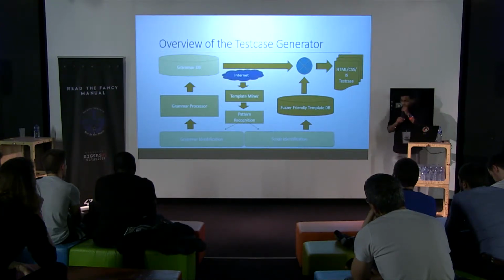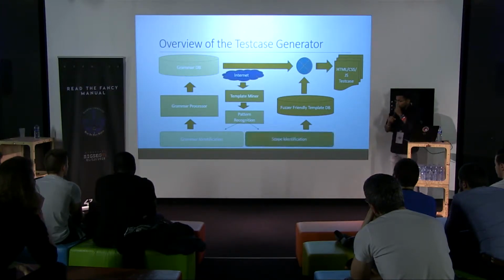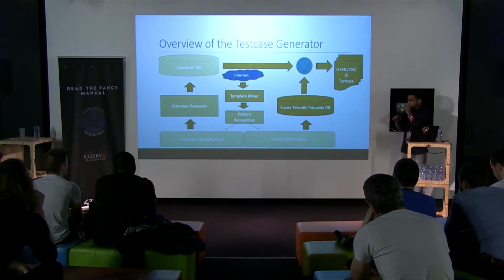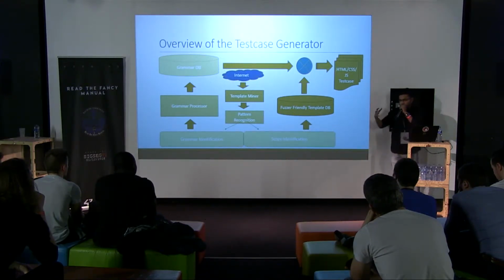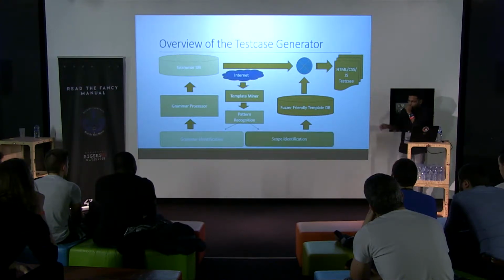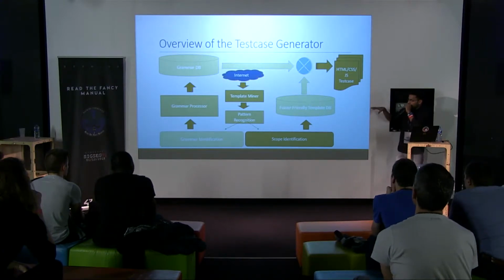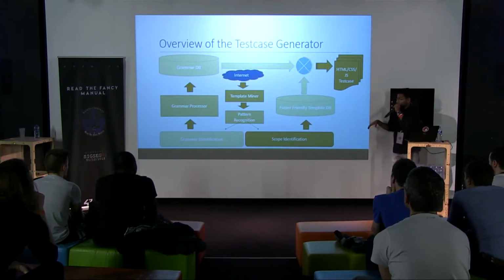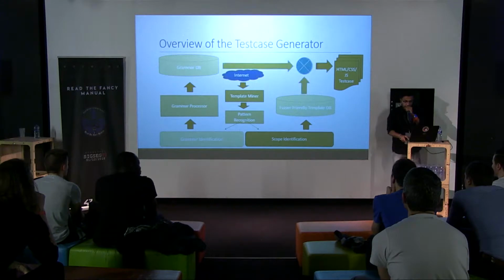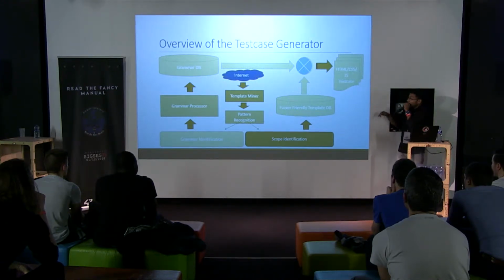The pattern recognition engine also has another part, which is scope identification. Scope identification is a process where, after parsing those web pages, we turn those web page templates into a fuzzer-friendly template DB. And finally, we combine the grammar database and the fuzzer-friendly template database, and we generate a final HTML, CSS, and JavaScript test case for the browser.